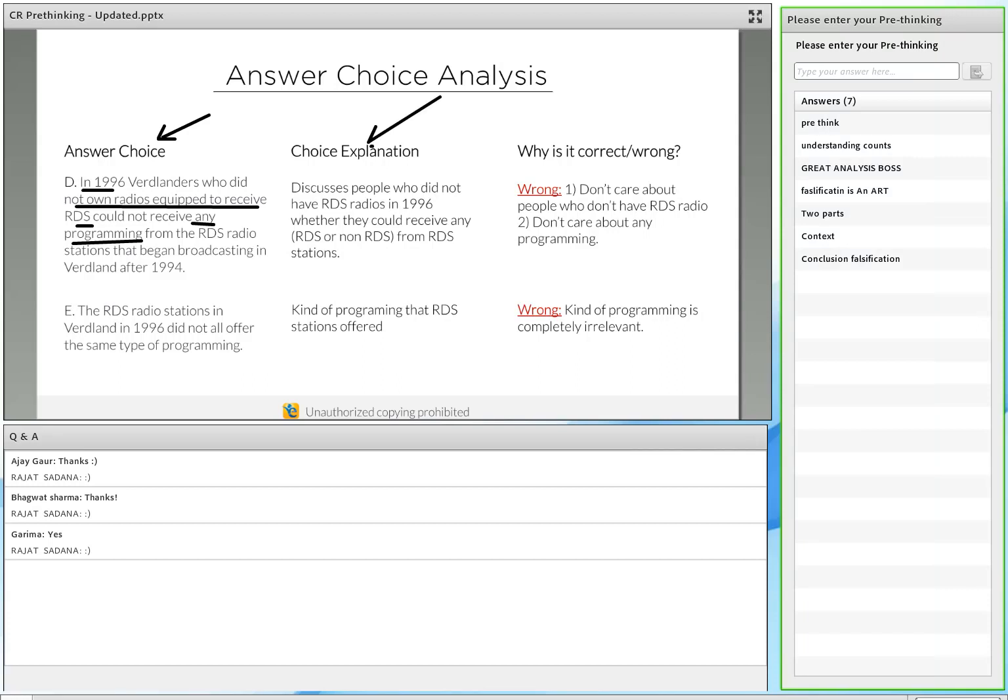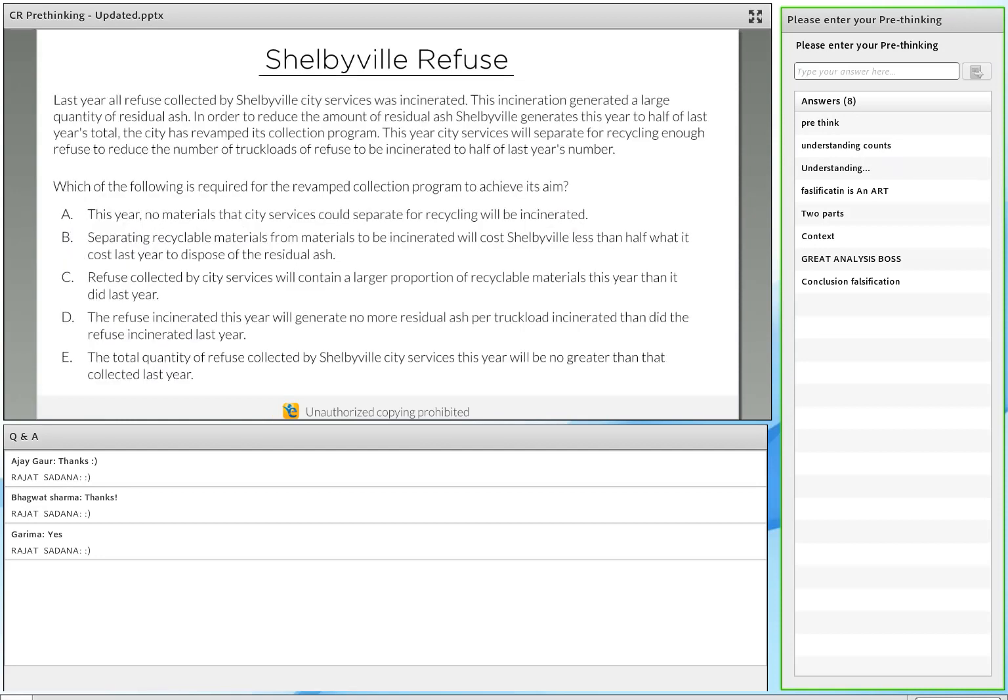It has to be a two-step process. I saw the answer choice, I did that choice explanation in my mind before even evaluating, and then I said, why is this answer choice correct or wrong? Falsification is not an art. Falsification is a skill. And the reason I want to make that distinction is because a skill can be learned with practice. An art is something that is abstract. It is not an art. It is a skill.